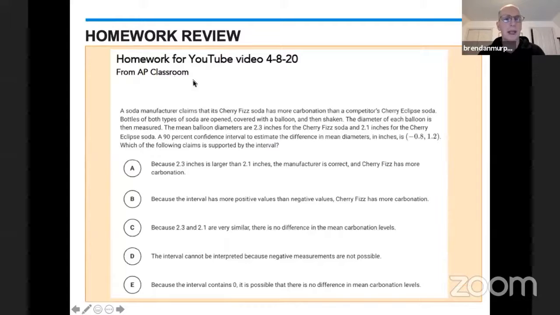So here's last night's homework. Hopefully you had a chance to look at it. I'm just going to go to my overhead projector here. We'll take a look at it.